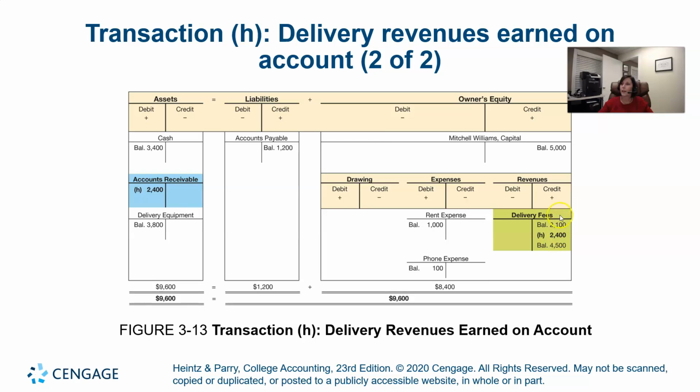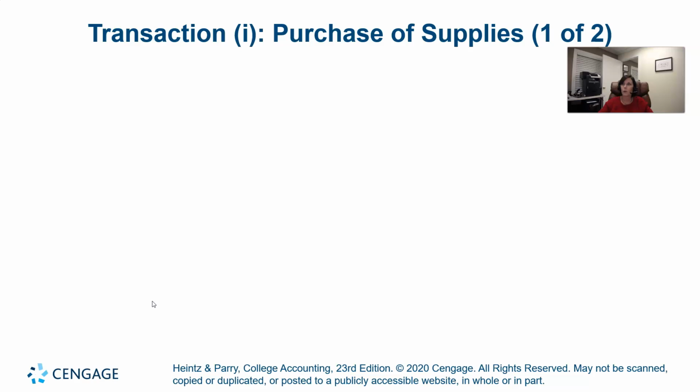On the delivery fees side, we earned some more money. So we have earned a total of $4,500. We have incurred expenses of $1,100, and we still have our owner's equity. So our owner's equity amounts to $8,400. If we add that to our accounts payable under the liability side, we have a total on the right of the equal sign of $9,600. On the left hand of the equal sign, our assets total $9,600. We are in balance. We can move forward.